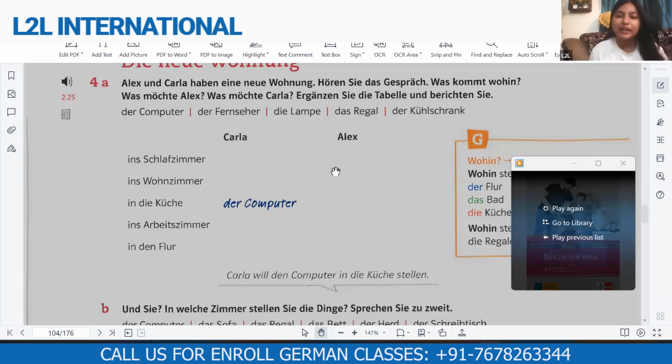What about the lamp? Sana, what are Revati? Carla wants to put the lamp in the Wohnzimmer. Okay, and Alex? In the Schlafzimmer. Okay, good.